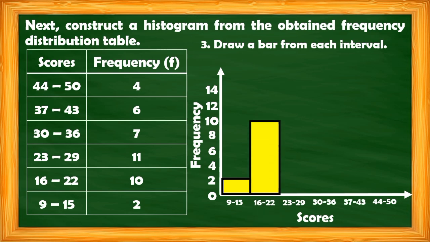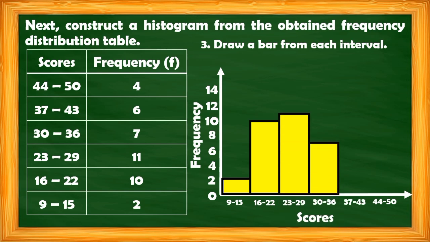As you can see, yung mga bars natin ay dikit-dikit. Wala po silang space unlike bar graph. So, ganyan lang po yung pagpa-plot. Pagdodraw ng bar for each interval. So, for 23 to 29, 11. And then, for 30 to 36, we have 7.